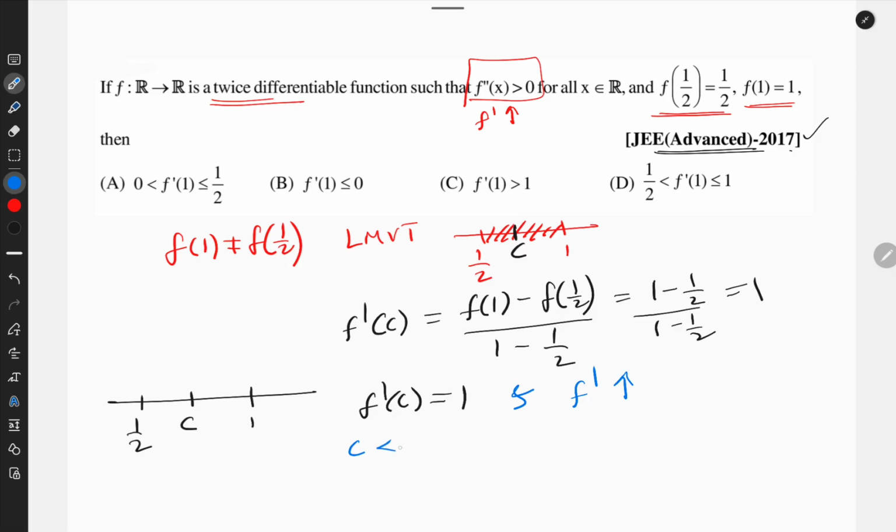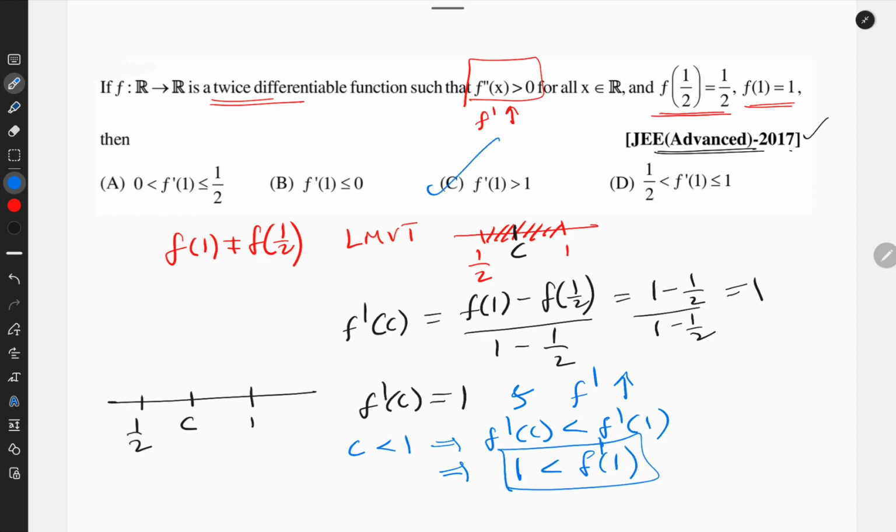That means since c is less than 1, then f dash of c would be less than f dash of 1, and f dash of c value is 1, so 1 is less than f dash of c, f dash of 1. So f dash of 1 value is strictly greater than 1. So option C is correct. Option A would be wrong, since it is more than 1, it is also wrong, and even this is also wrong. So option C is correct.